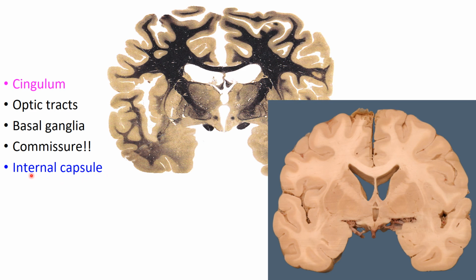Lastly, we have our internal capsule. Our internal capsule here, this is going to be our posterior limb of the internal capsule. I know it's the posterior limb because I see the thalamus. And that is going to be a projection tract. We can say the same about all of these, the external capsule and the extreme capsule as well.